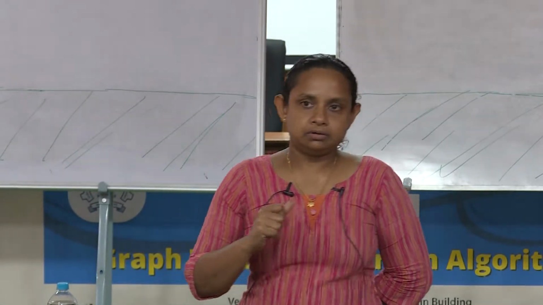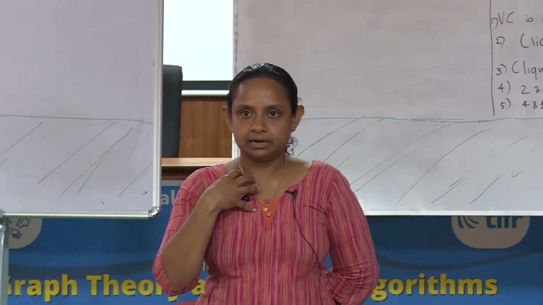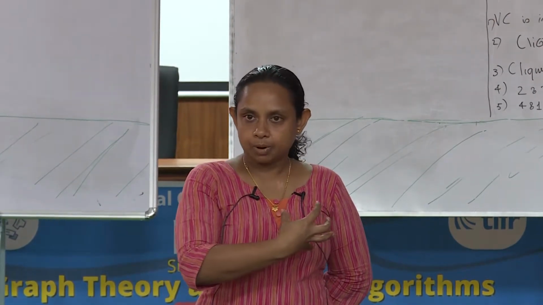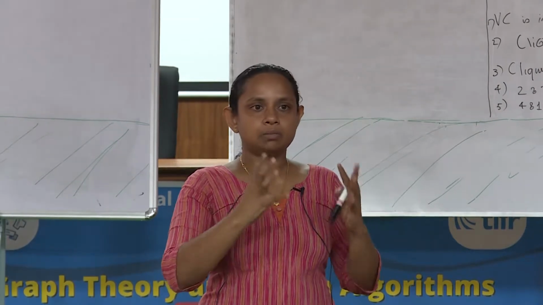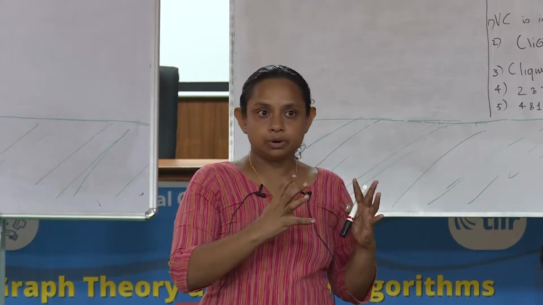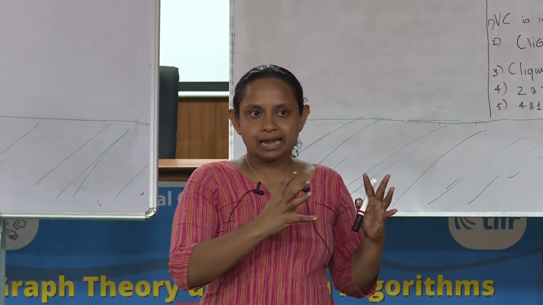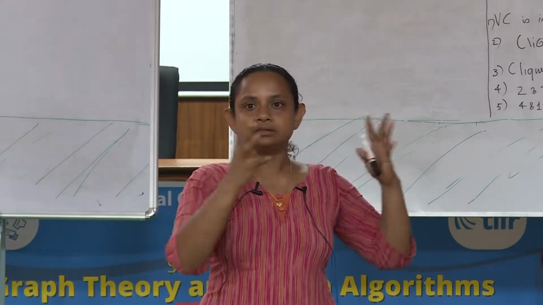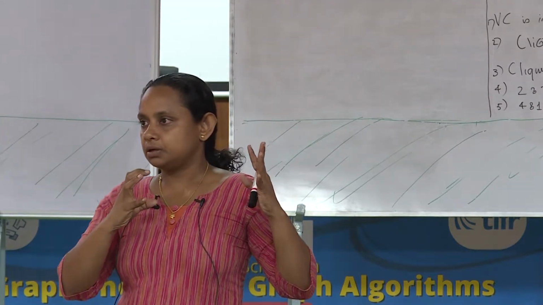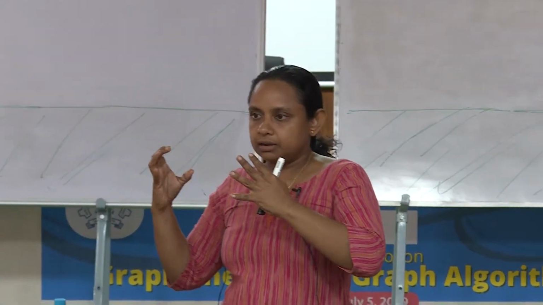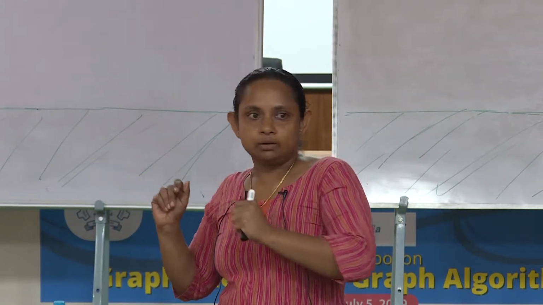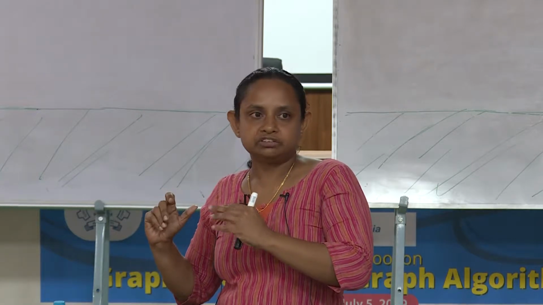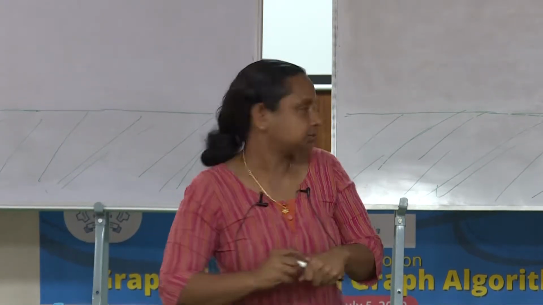Okay? Fine? Since we don't know how to approach it directly, we will try to find a related problem such that we know how to solve that related problem exactly in polynomial time. And then we will somehow manipulate the solution of the related problem so that we do not get the exact solution for our problem, but we will get a reasonably good approximate solution for our problem. So that is the approach.